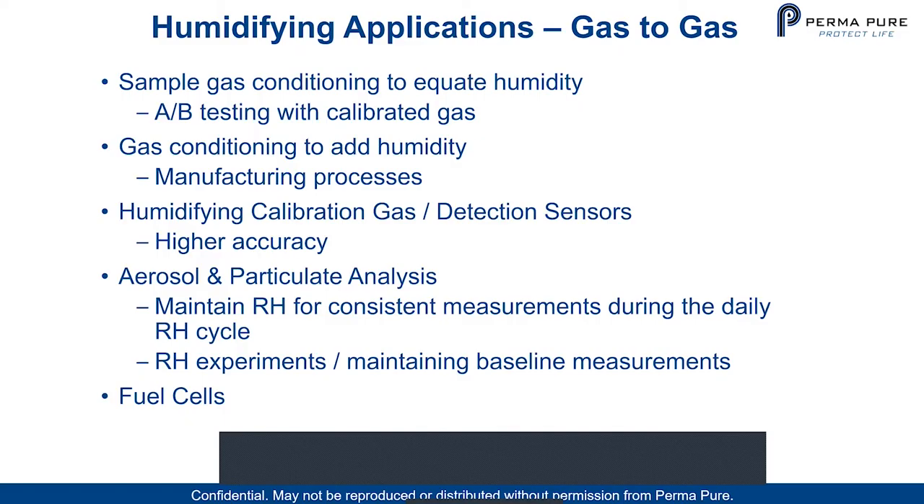For aerosol and particle analysis, we maintain the relative humidity for consistent measurements during the daily relative humidity cycle. It's also being used in extremely dry environments to get a good baseline, because you need to get the relative humidity of particle streams in the 30 to 40% range to get accurate results. And relative humidity experiments maintaining baseline measurements, and of course for fuel cells, for fuel cell humidification.